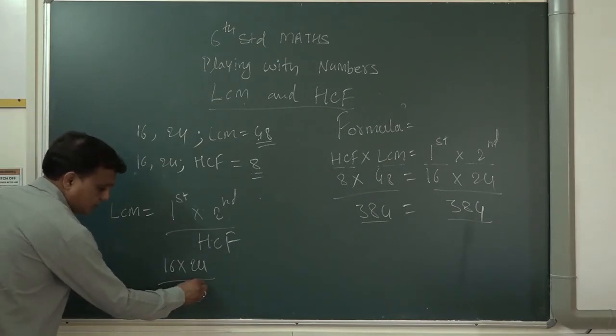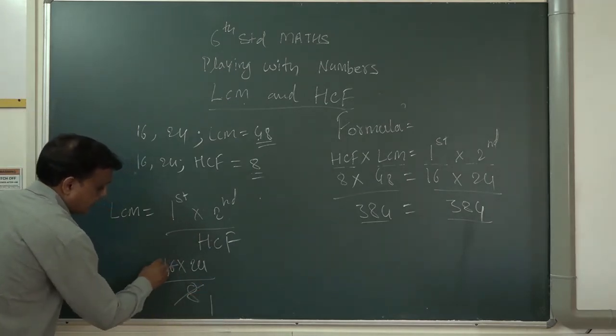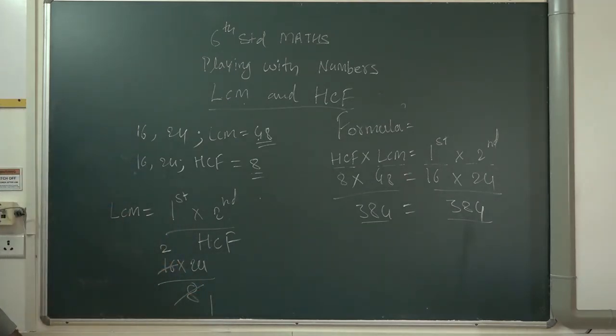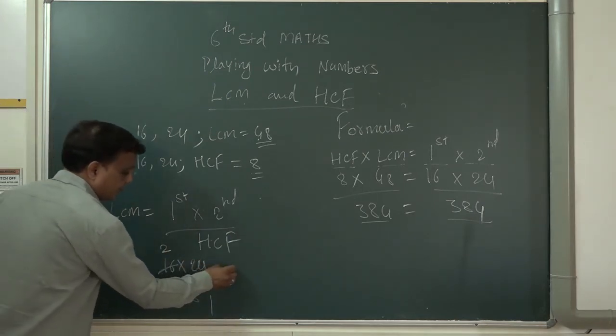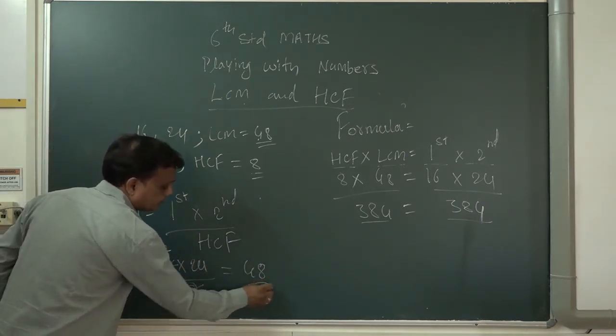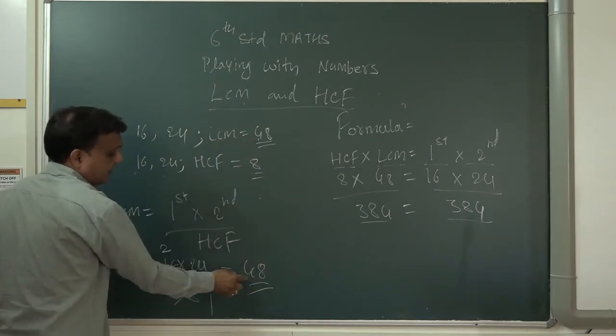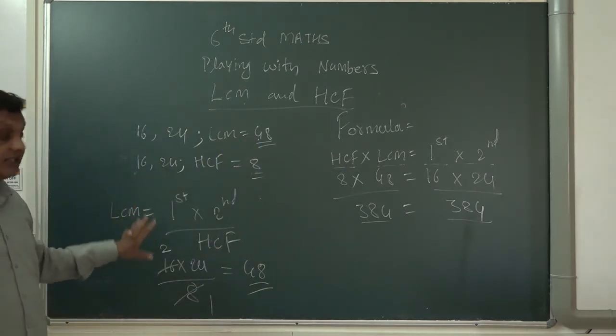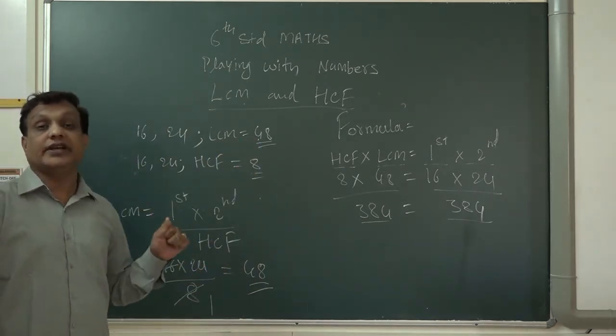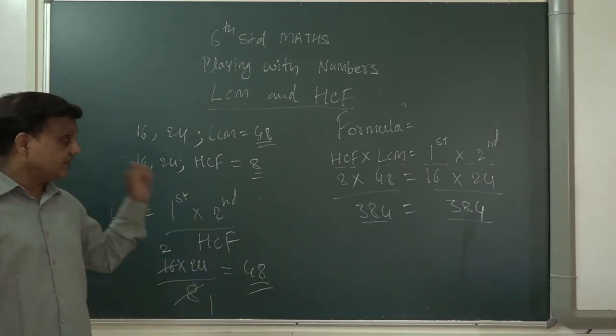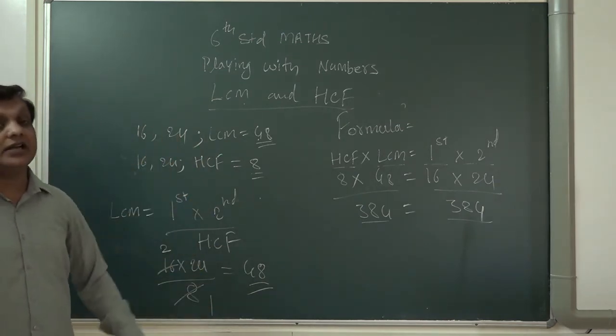Now 8 1s are 8, 8 2s are 16. Now 2 multiplied by 24, 48. So the LCM is 48. We are taking these numbers only to find, so you can understand how the numbers are coming. That's why we do not change any number; we take these numbers only.